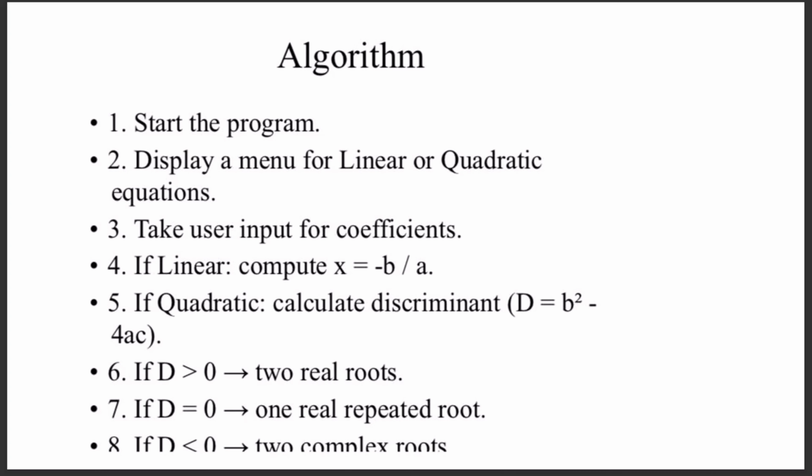Algorithm: start the program, display a menu of linear or quadratic equation, and take user input for the coefficients. If linear, compute x equals minus b by a. If quadratic, calculate discriminant d. If d is greater than 0, then two real roots. If d is equal to 0, then one real repeated root, and if d is less than 0, then two complex roots.